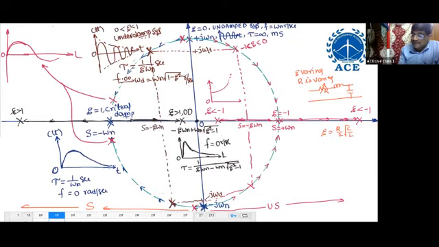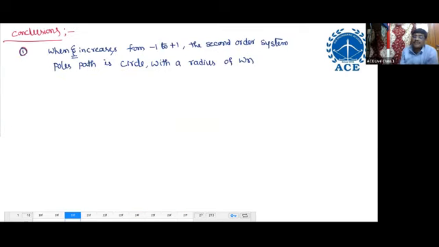Here also omega n, wherever the pole is. For example, what is the distance from here to here? The distance is omega n. So when zeta increases from -1 to +1, the second order system's poles path is a circle with a radius of omega n.